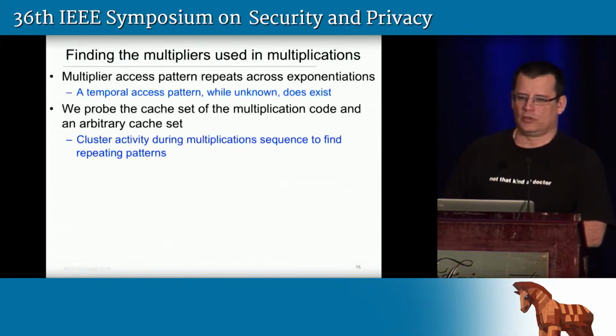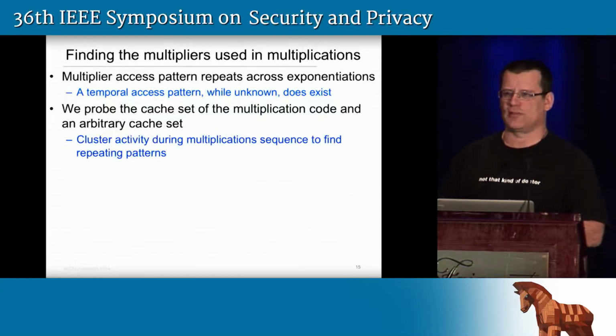What we do know about the multipliers is that when we use the same key, the access pattern repeats across exponentiation. So if a specific multiplier is used in the third multiplication, it will always be used in the third multiplication. So we know that we have a temporal access pattern that we need to find. We don't know what the pattern is, but it exists. The way to find patterns that we don't know about is we collect enough patterns, and then we cluster them, we search for similarities.